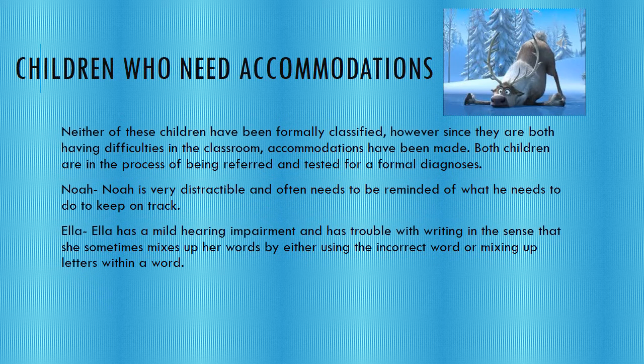Neither of these children have been formally classified. However, since they are both having difficulties in the classroom, accommodations have been made. Both children are in the process of being referred and tested for a formal diagnosis. Noah is very distractible and often needs to be reminded of what he needs to do to keep on track. Ella has a mild hearing impairment and has trouble with writing in the sense that she sometimes mixes up her words by either using the incorrect word or mixing up letters within a word.